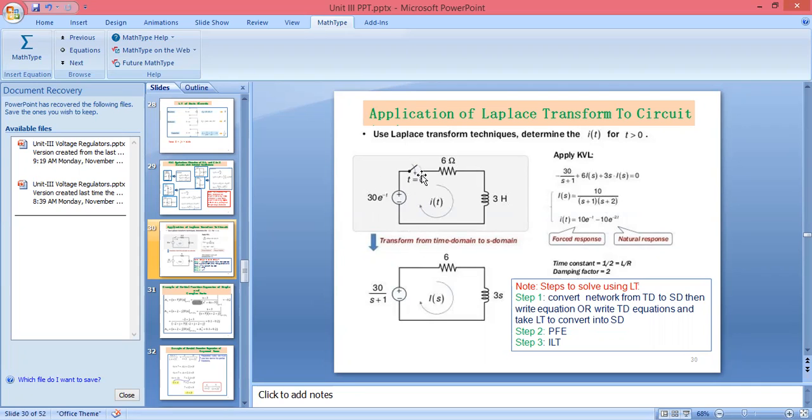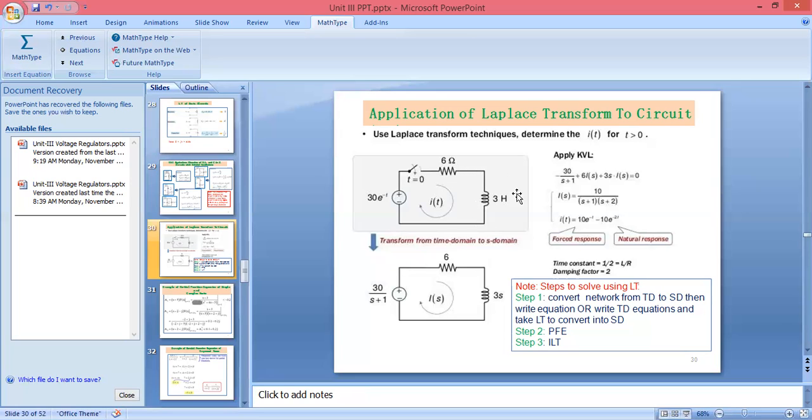Switch, there is no need because we are converting that switch in the on condition, as they have given here. You are supposed to use the Laplace transform to determine the value of current when time is greater than 0. So we can take that switch as a closed switch, directly as a closed wire.